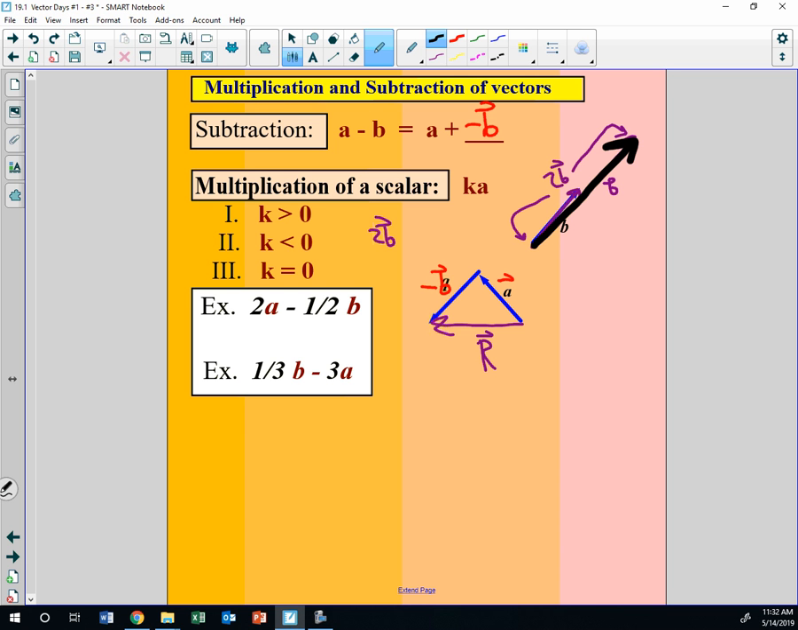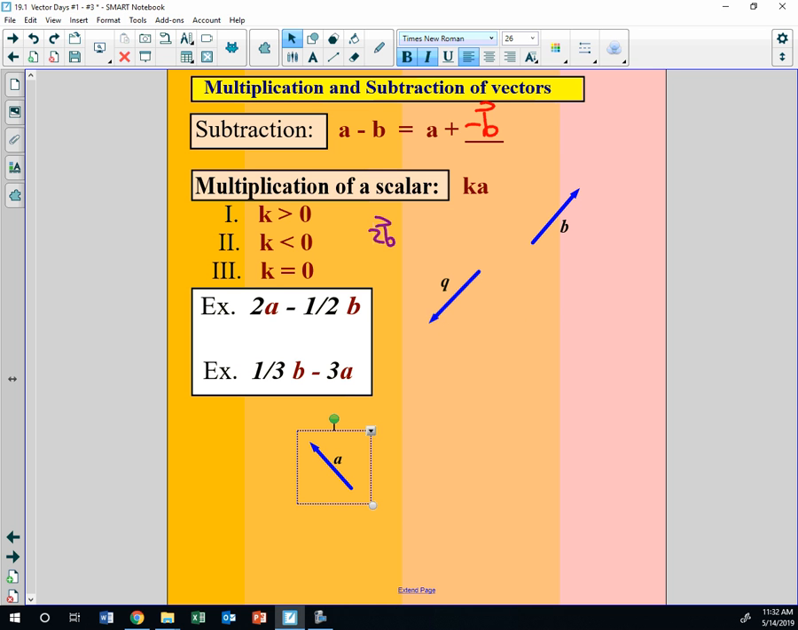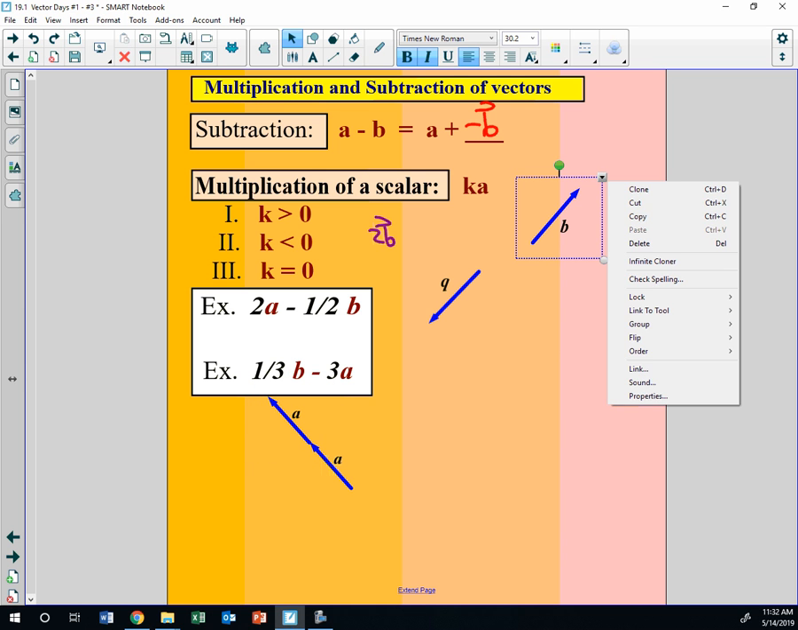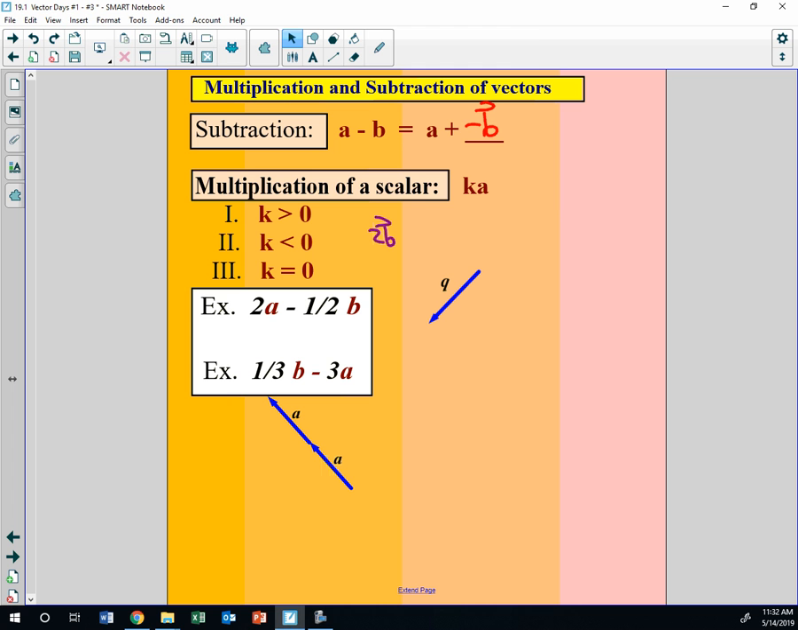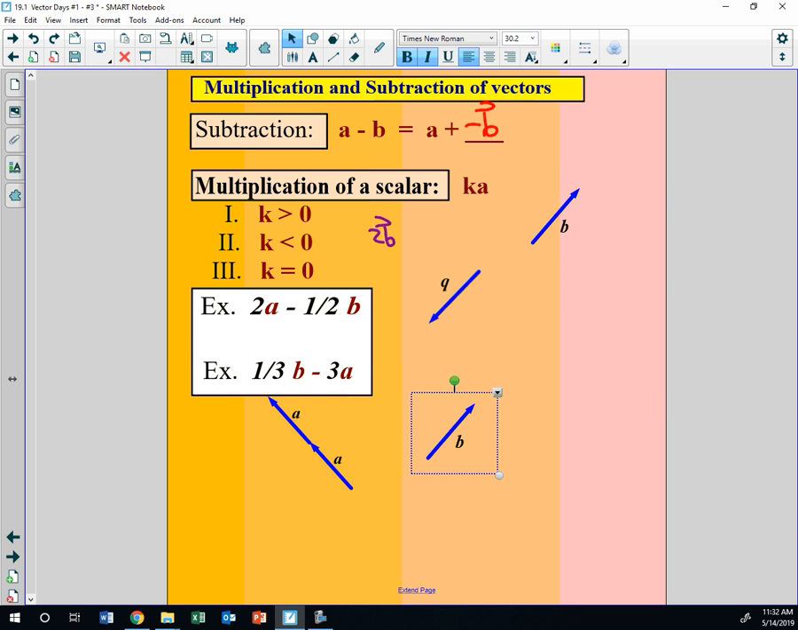So let's see what 2A minus 1/2 B would look like. I'm going to take 2A. So here's A. 2A is going to be 2 of them. And then half of B, I'm going to clone this one. Clone it. And we're going to subtract, so it's going to go the opposite direction. And then we're also going to take half of it.